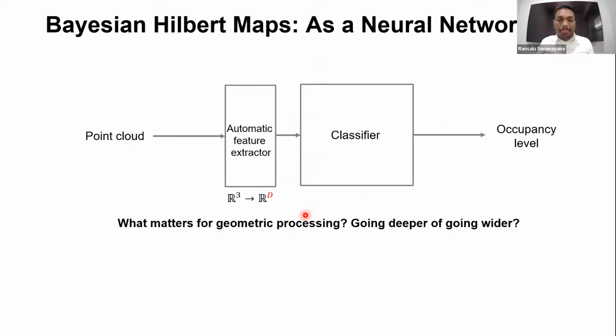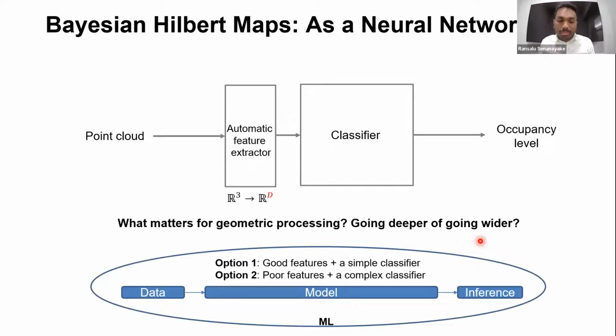Okay, now for geometric processing, what do we really need? Do we need to go deeper or go wider? In any machine learning problem, there are three things, right? We have data. In our case, data is almost fixed. Then we have our model and we have our inference algorithm.